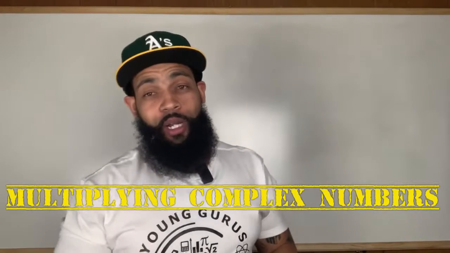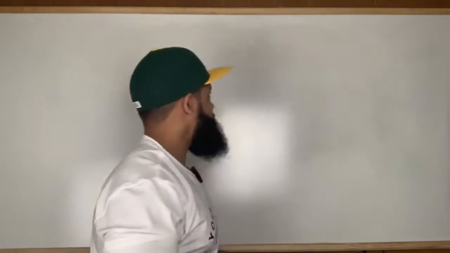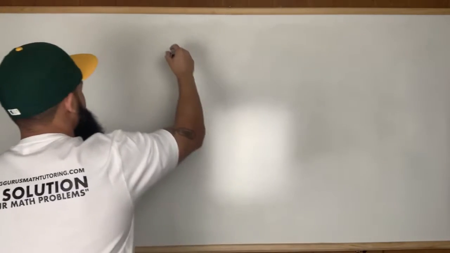This video, I'm going to be showing you how to multiply complex numbers. Okay? Remember, a complex number is written in the form a plus b times i. So, let's get into the first example.